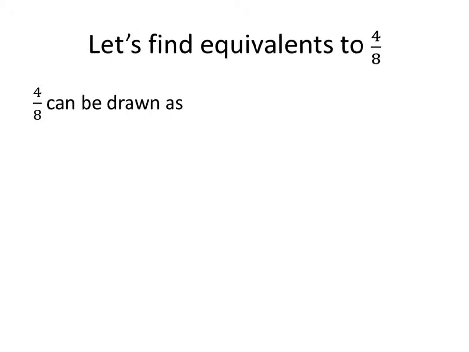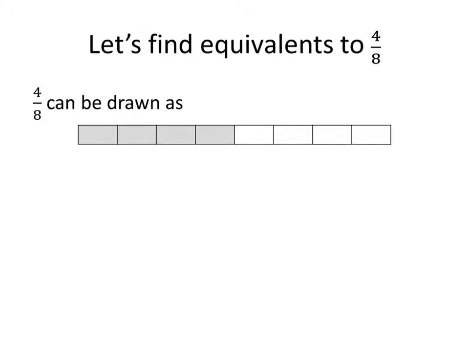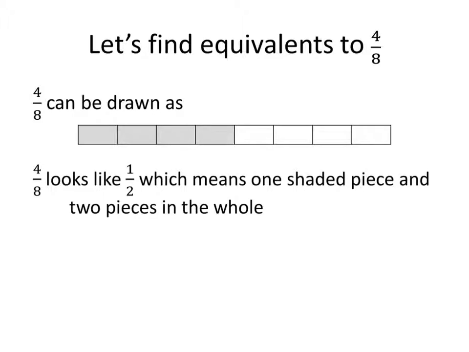So let's draw it. Hopefully you're sort of figuring out by now, I love to draw my fractions. So here's my 4/8. So notice I took this rectangle, I broke it into 8 equal parts, and then I shaded 4 of them. So there's my 4/8. Now, if we sort of look at this, maybe squint a little, it looks a lot like half of this rectangle is shaded. Okay, well, we know that a half means one piece that's shaded, 2 pieces in the whole.